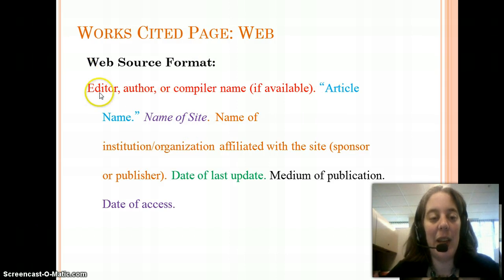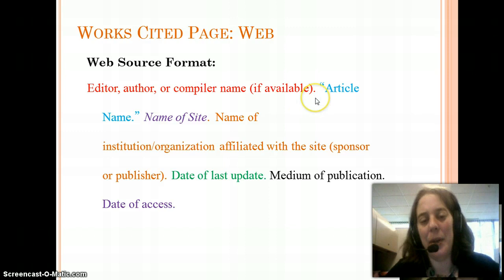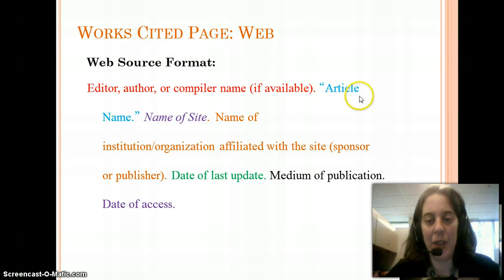So the first thing in any MLA citation, you should have the author's name, and that's last name followed by their first name, if available. A lot of websites you might not even know who wrote it. If it's not available, skip it. You start with the article name, and the article name should be in quotes.